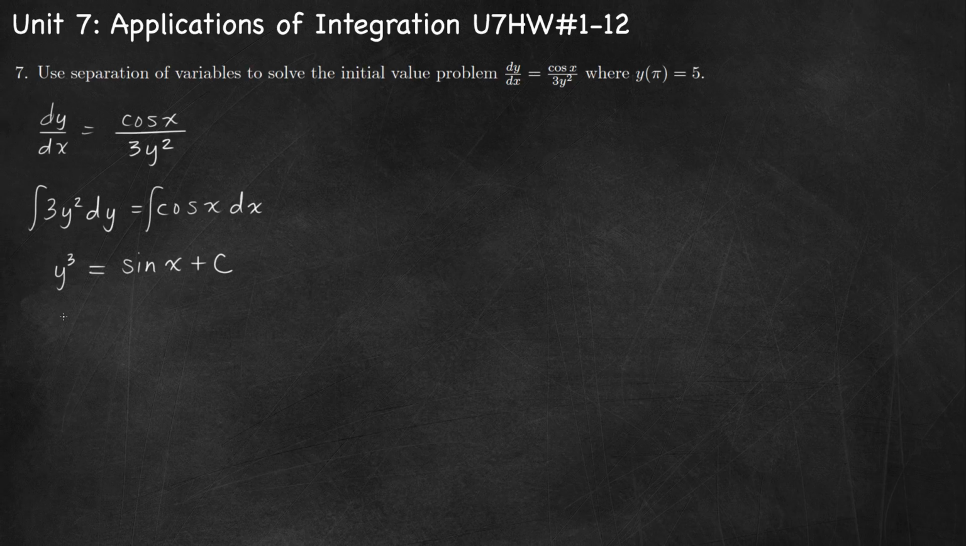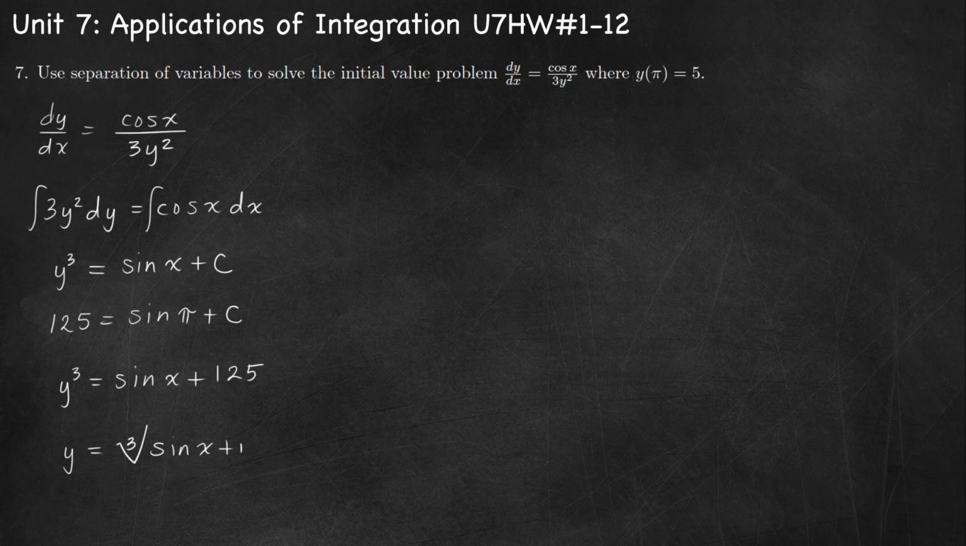So we have 5 cubed, which is 125, equals the sine of pi plus c. The sine of pi is 0, so that means c equals 125. So we can go back to our equation, y cubed equals sine x plus 125. And to solve for y, I just need to take the cube root of both sides. So I get the cube root of sine x plus 125.